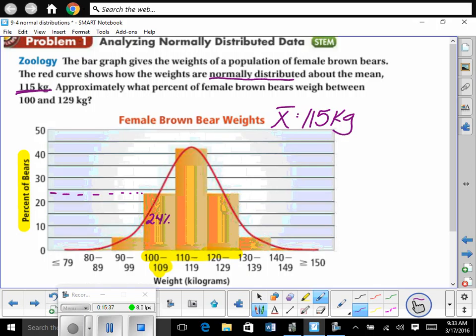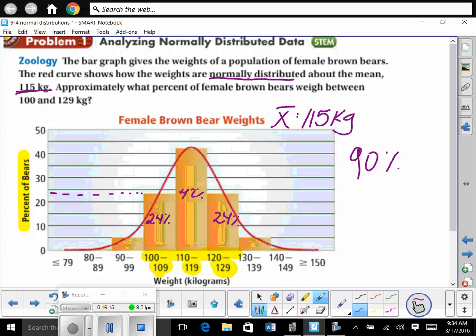Okay, so then let's look right here from 100 to 119. What percent are those? So we're adding these up. So that's 42. I call that 42. And then 120 to 129, same as over here, right? 24. So let's add those up, and we're done. So 42 plus 24 plus 24. So 90% weigh between 100 and 129 kilograms.